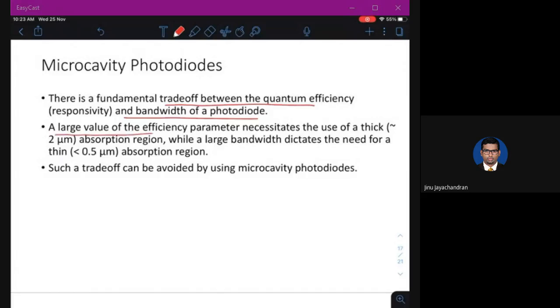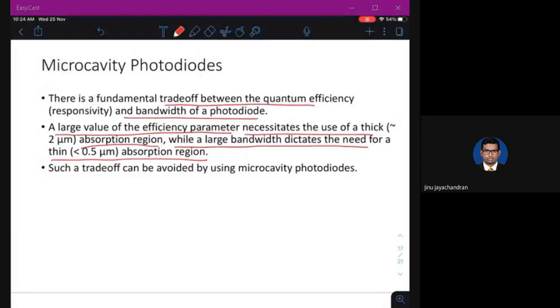A large value of efficiency parameter necessitates the use of a thick absorption region. So if you have a thick absorption region, more photons can be incident, more light will be absorbed, and more current will be produced. While a larger bandwidth dictates the need for a thin absorption region. The thinner the absorption region, the faster the electrons can cross the barrier, the faster will be the response, and the higher will be the bandwidth. So the thickness of the absorption region is always a compromise, whether you want to have high quantum efficiency or high bandwidth.